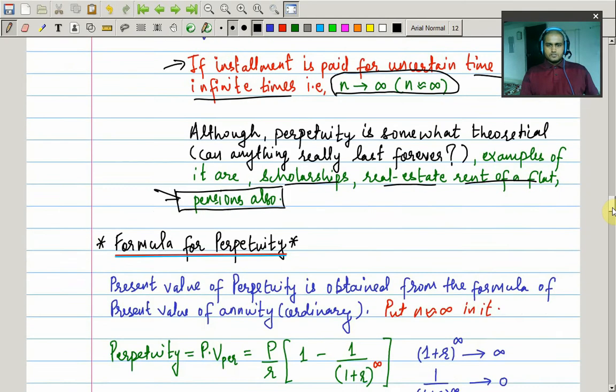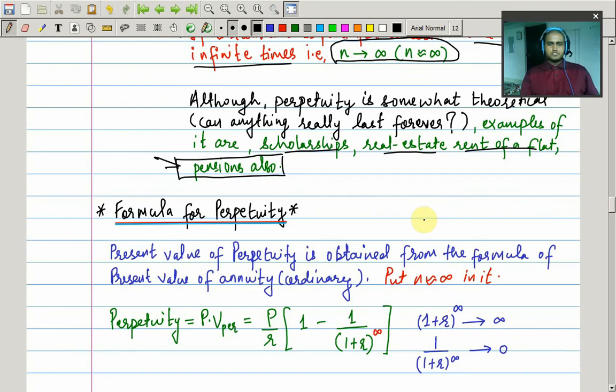I can receive pension for the age of 90 or 100. That's finite, but it's uncertain when a person is going to die. Until he dies, the pension continues. So that's uncertain time period. That's why it comes in perpetuity. Scholarship is also an example of perpetuity, because the amount of scholarship continues for indefinite time.